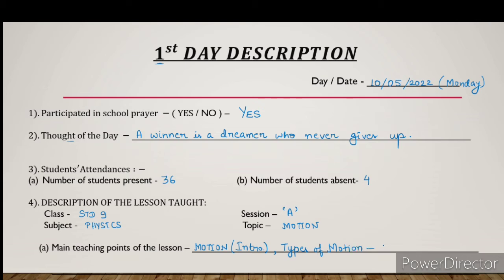Teaching points can be, what are the causes of motion, anything. Here I have explained them: first the introduction part of the motion, then types of motion, that is translatory motion. Second is rotational motion. You can add more teaching points. Third is vibrational motion, or vibratory motion.